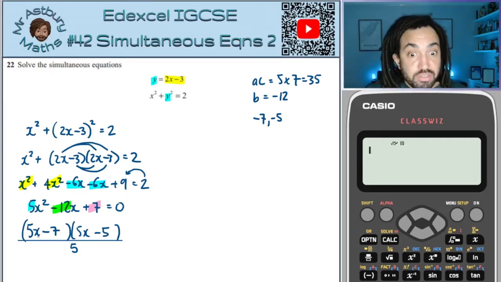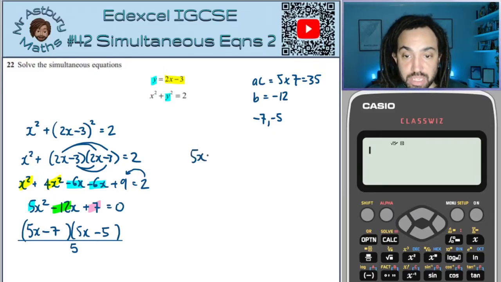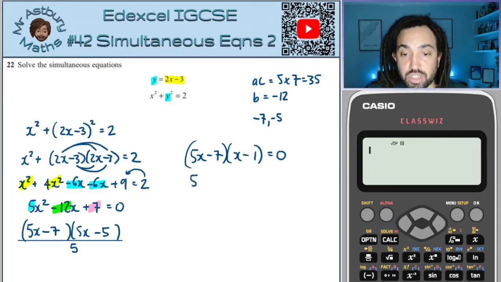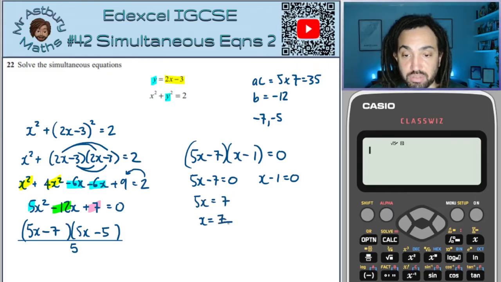And then all we need to do is divide these two brackets by 5. Just dividing one of them will be enough because these two things are multiplied together. It will be the one on the right because that will give us x minus 1, because that's divisible by 5. So either 5x minus 7 equals 0, or x minus 1 equals 0. In this case, 5x will equal 7, so x will equal 7 over 5. And in this case, x will equal 1.